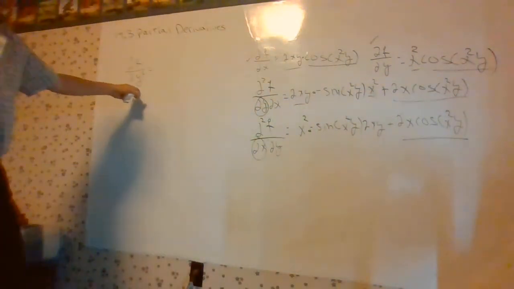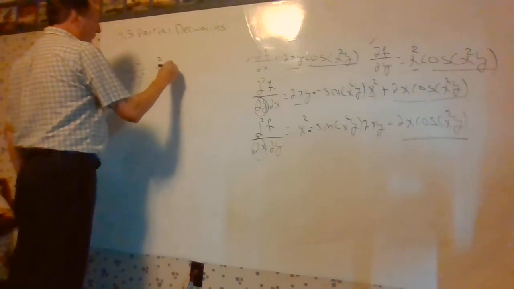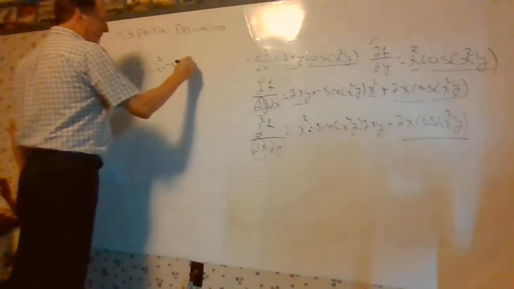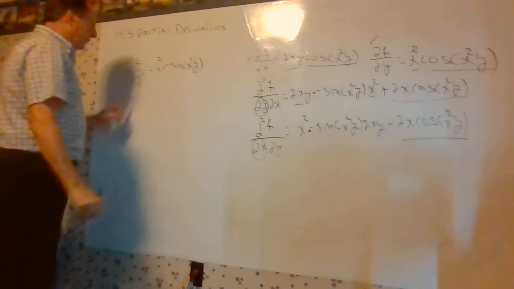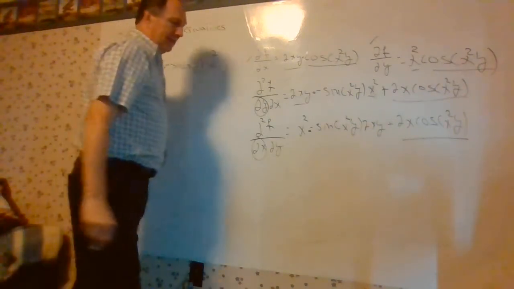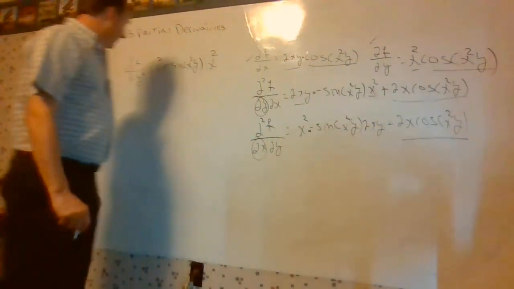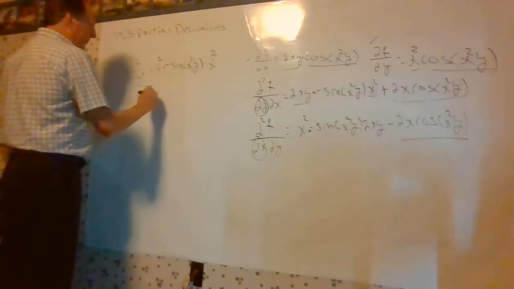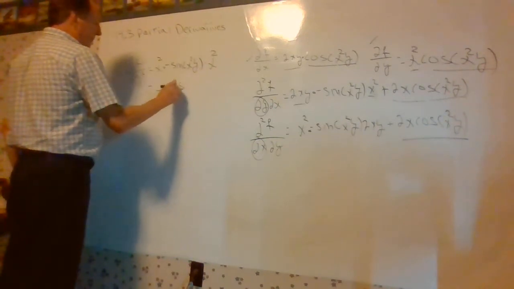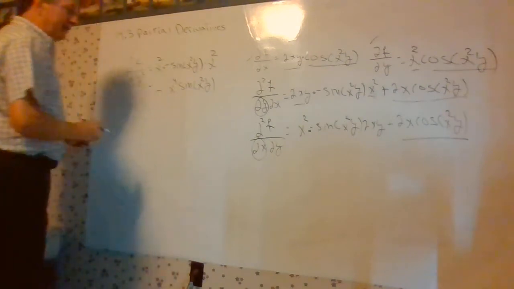Now the y partial is going to be x squared times negative sine x squared y. Now we need a y partial of x squared y, which is just x squared. That's a constant times y. And of course we can simplify that to negative x to the fourth sine x squared y. Okay.